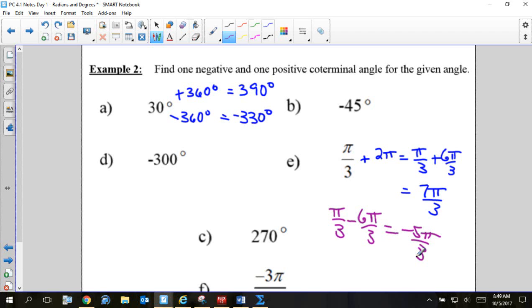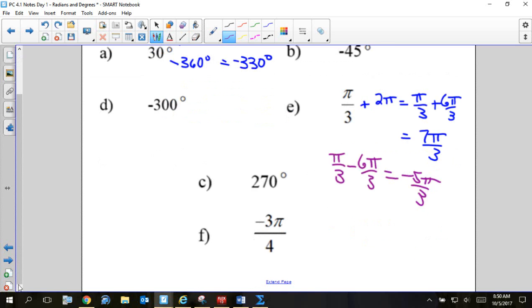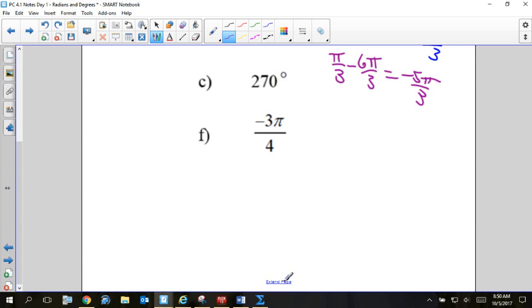Can you try F? Please, on your own, try F. I looked at it for a second, I'm like, oh, you have the same thing I have. Try F.